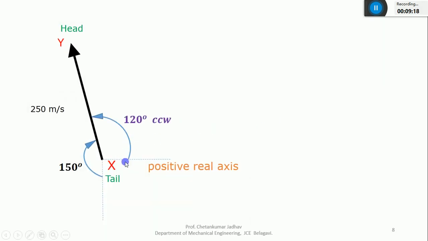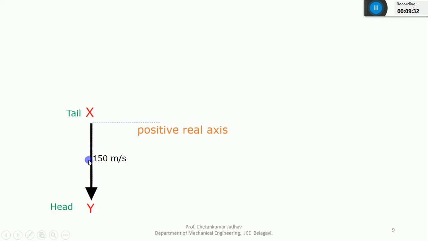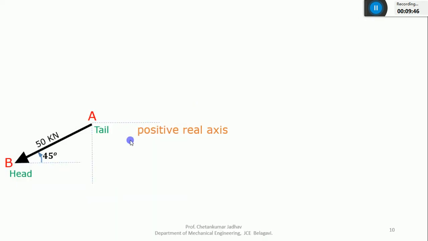Always note down the angle made by the vector with respect to the positive real axis in a counterclockwise direction, and the reference should be the tail of the vector. We get this answer, the same thing, and I solved this also. With respect to the positive real axis, it becomes 270. So the equation becomes 150 into e raised to i theta. e raised to i theta is nothing but cos theta plus i sin theta. You'll get this one. Similarly, the angle made by this vector with respect to the positive real axis will be 225.